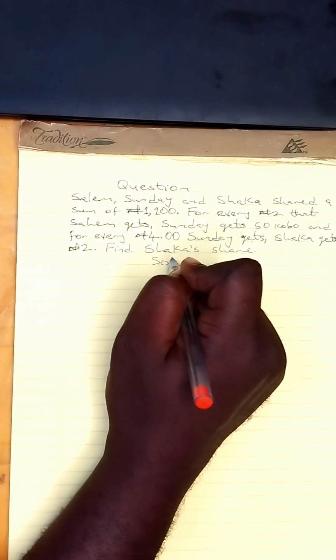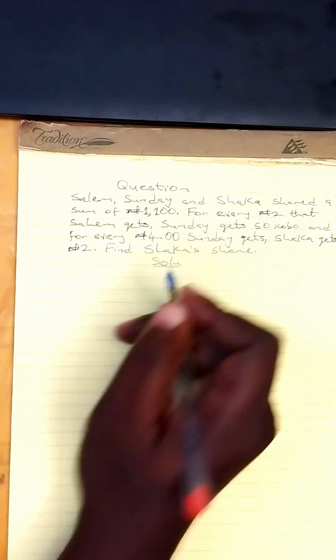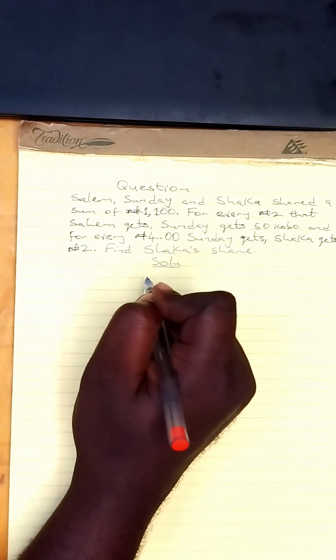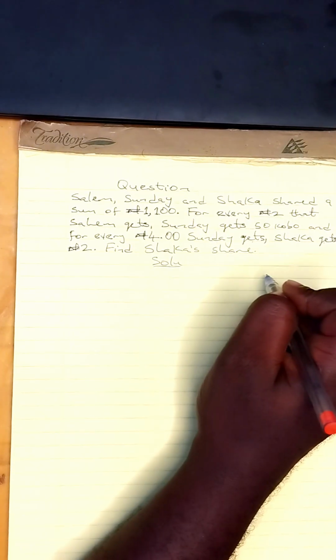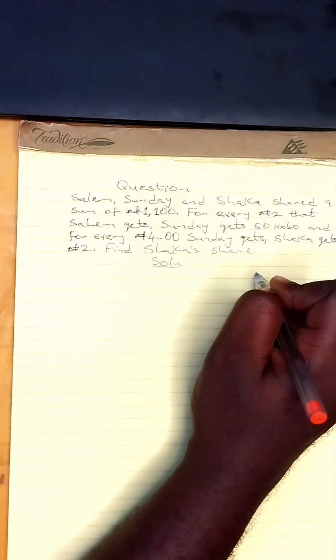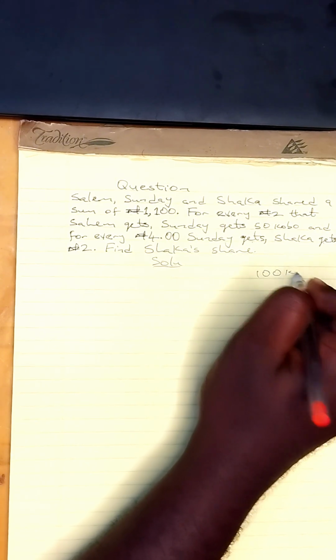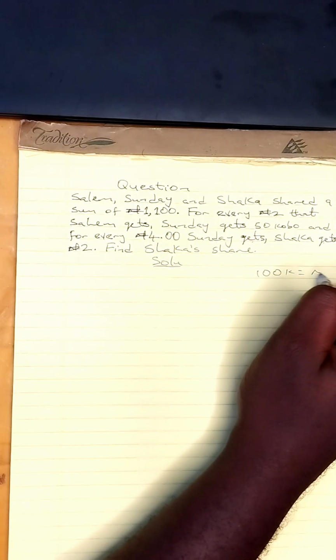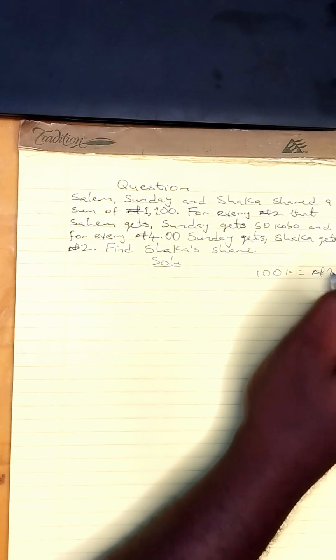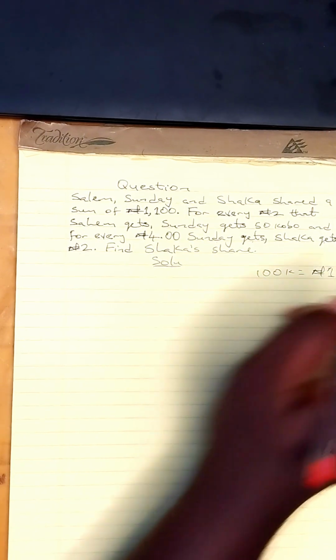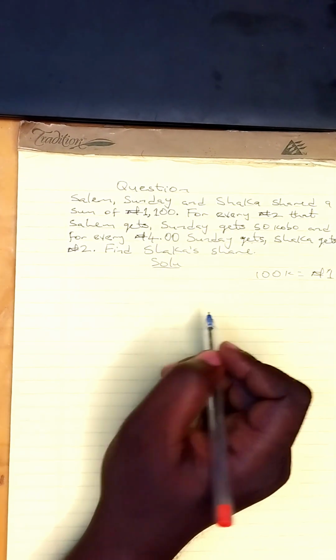Solution. So first thing first, let's establish the unit here. So the unit here is 100 kobo, which makes 1 naira. So the unit has been established here. Alright.